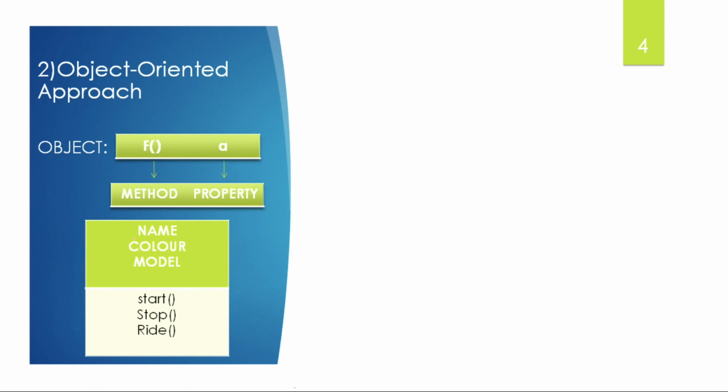So let us discuss one example. If we consider a bike, it has some name, let us consider it is a Harley Davidson, and it has some color and some model. It also performs some functions. It can start, it can stop, and we can ride it. So these are the functions and these are the properties. Both will be combined to form the object. I think you understood it.